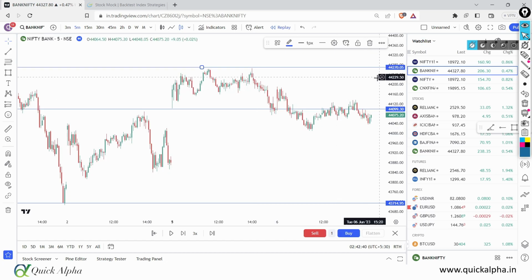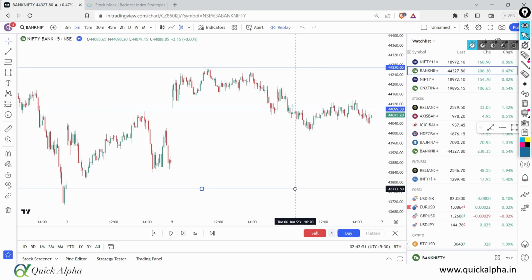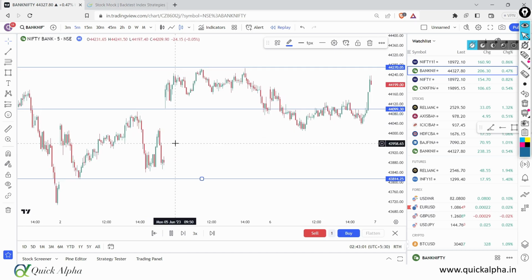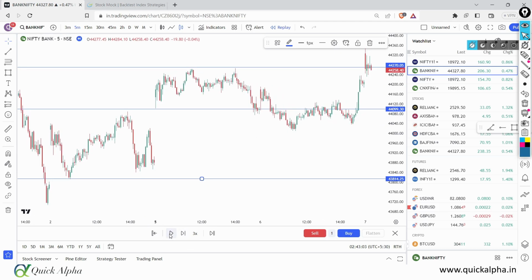So now let's take a look at level of 44,270. And like how we ended up shifting our support, we can also shift our resistance slowly. So let's also bring our support up to 43,800. As soon as 43,800 is breached, we can end up adjusting our trade. So let's continue with the simulation. Again, the market ends up going higher.